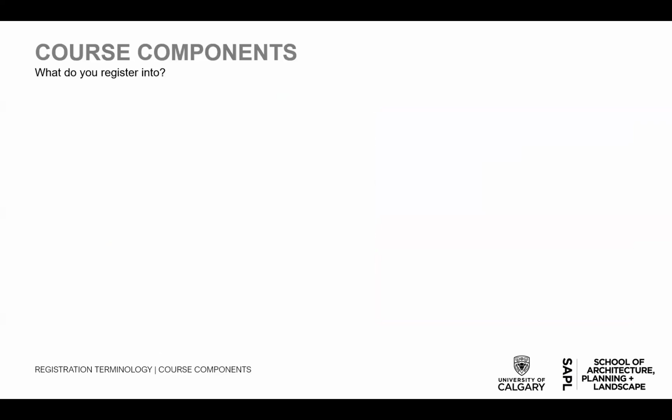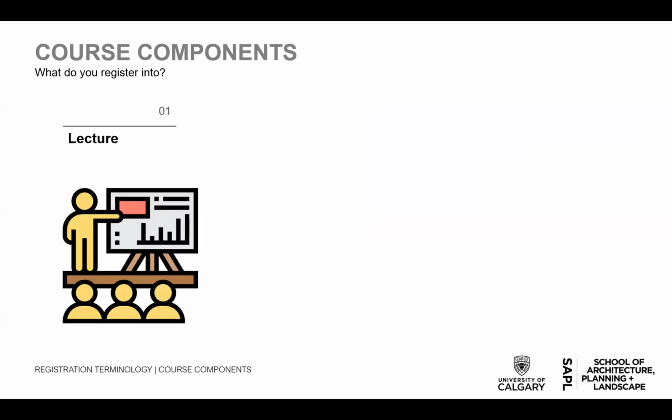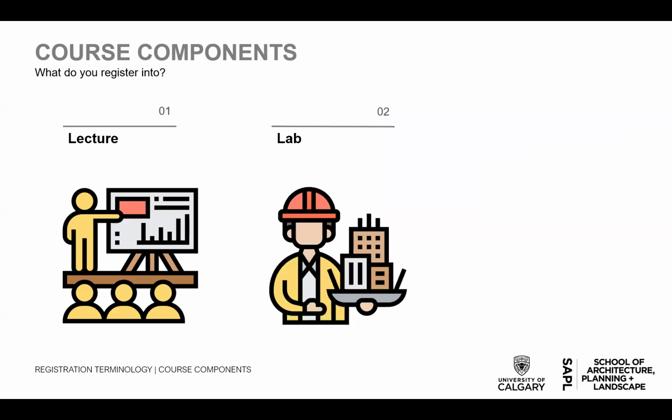Sometimes, when you register for classes, there may be several components that make up one course. The lecture is usually the main instructional component of a course. This is where instructors will introduce and go in more detail about the various course topics. Labs are secondary instructional components of a course. This is where you usually apply what you've learned from the lectures.